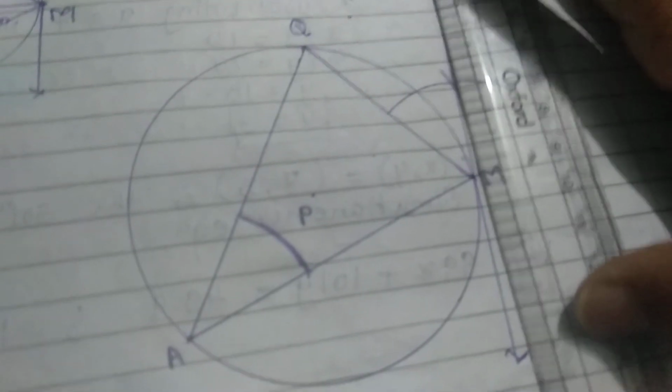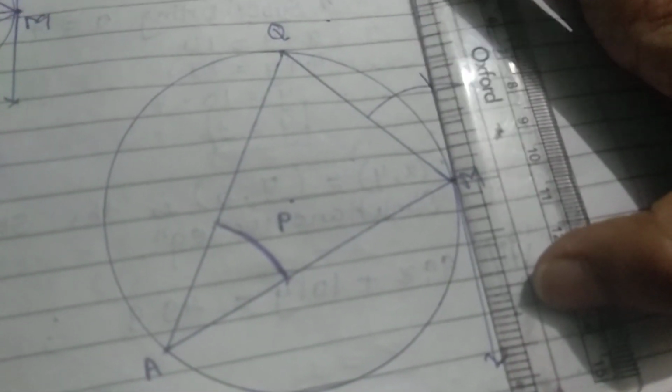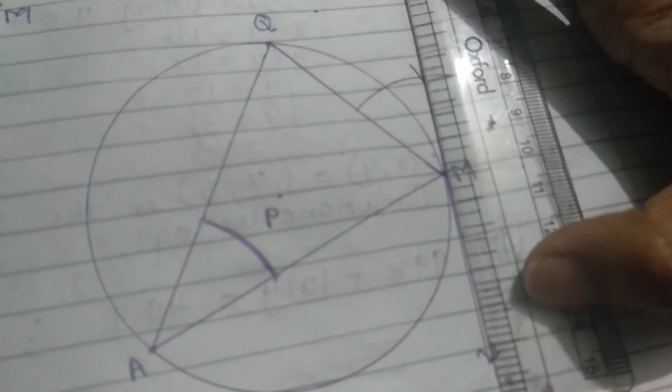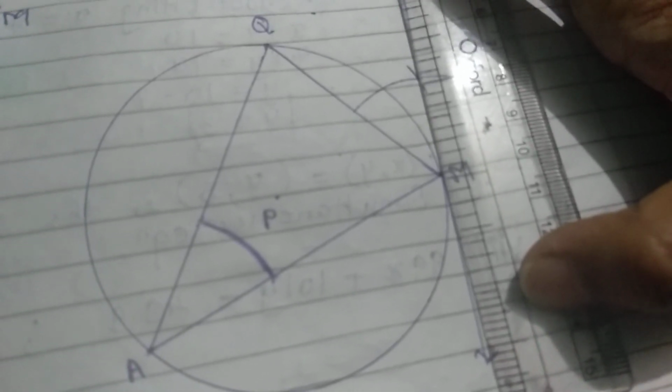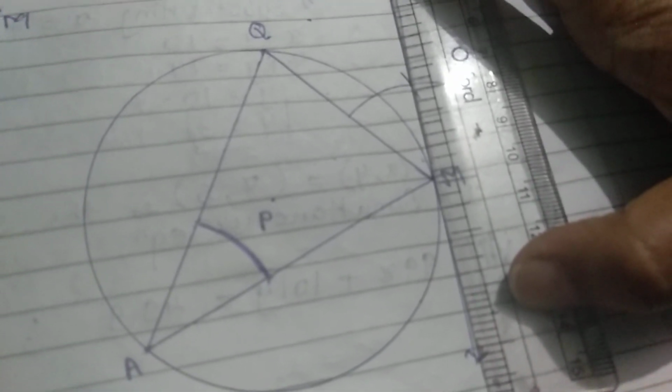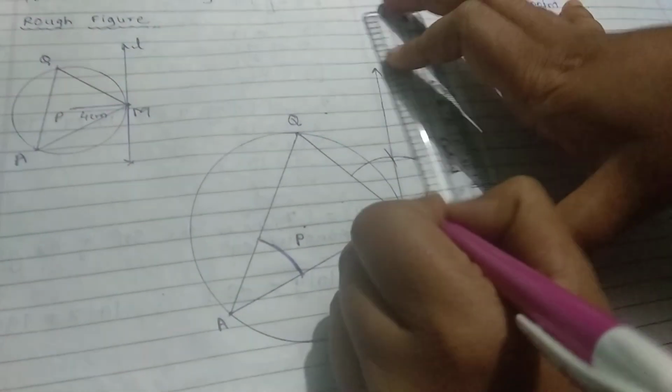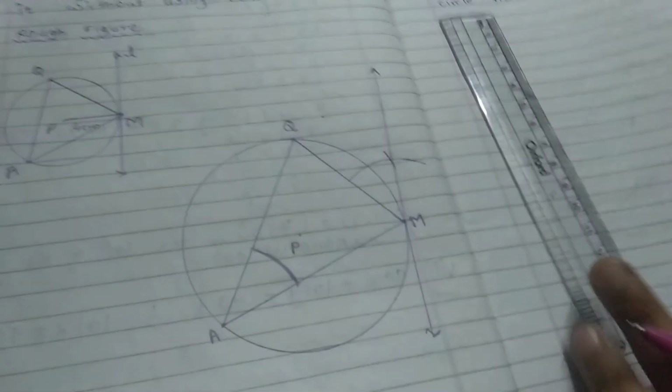Now, if I am doing it with the help of a pen, my line goes a little bit to that side, but when you do it properly, you will get one straight perpendicular like this. Okay, and this line segment, this perpendicular, we draw through the point M.